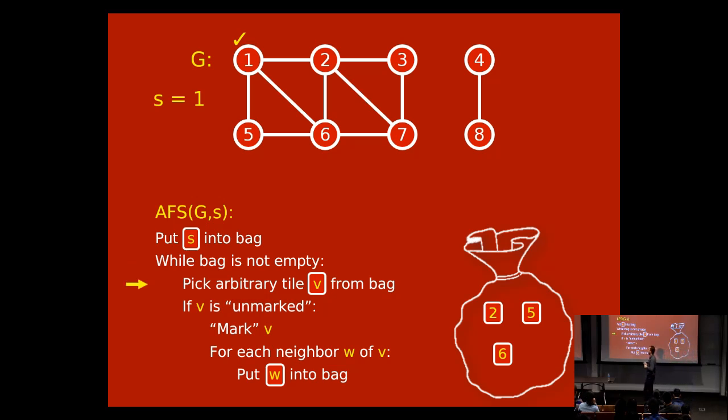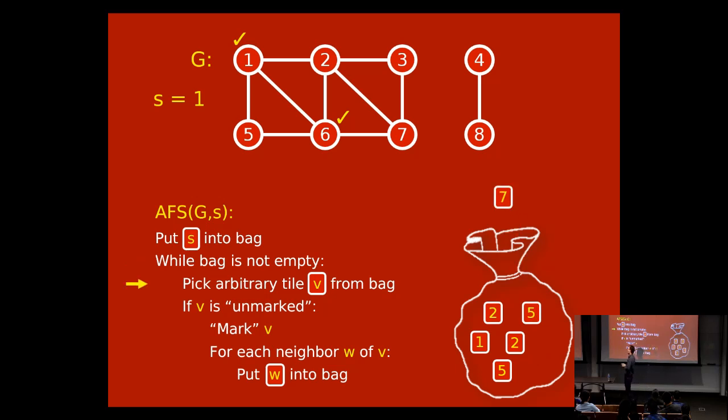Okay, so let's go on. Now we pick some arbitrary tile from the bag, maybe 6. And we check to see if it's marked. It's not, so we mark it, and that indicates that 6 is reachable from 1. Now we have to put all the neighbors of 6 into the bag. How many neighbors does 6 have? 4, yes: 1, 2, 5, and 7. Now we have 2 copies of 2 in the bag. That's possible. And we have a copy of 1 in the bag, which we've seen before. That's also possible.